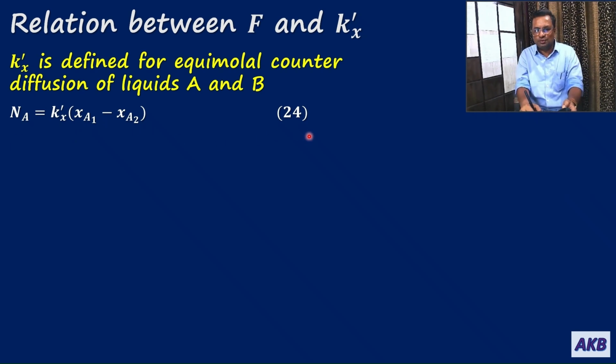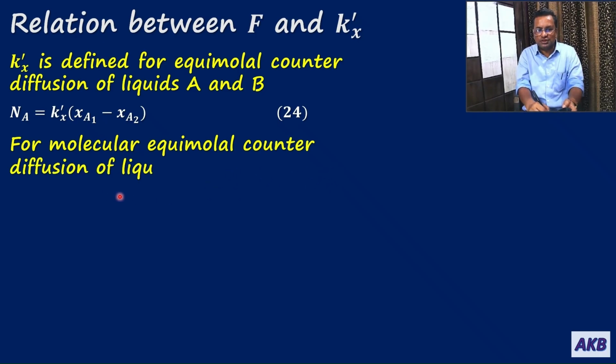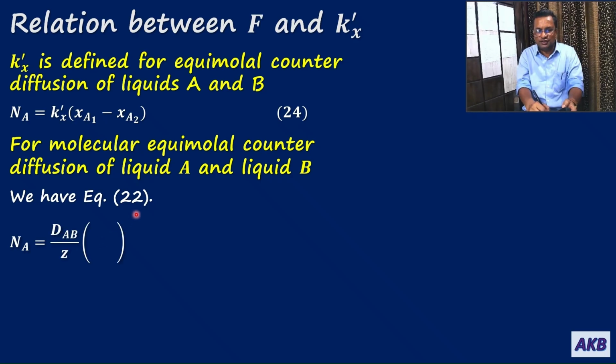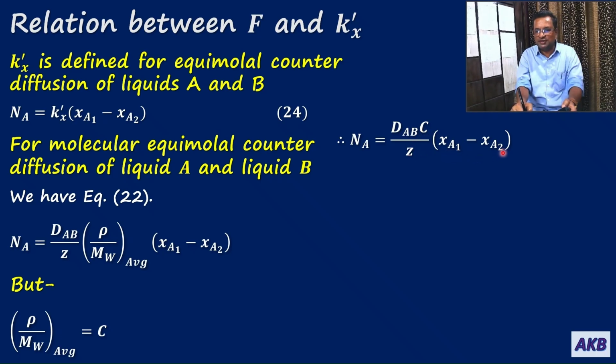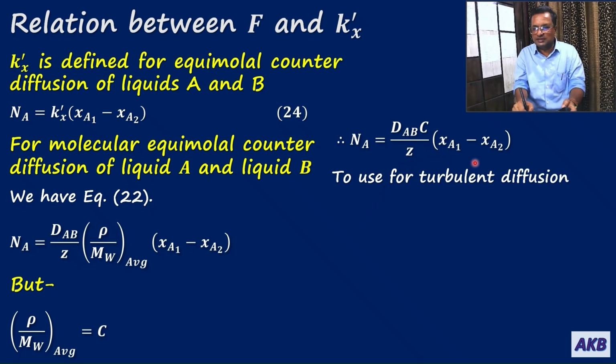Let this be equation 24. For molecular equimolar counter diffusion of liquid A and liquid B, we have equation 22, which is N_A equal to D_AB upon Z into rho upon MW average into (X_A1 minus X_A2). But in this equation, rho upon MW average is nothing but the total molar concentration. So therefore N_A will be equal to D_AB C upon Z into (X_A1 minus X_A2). And now we have X_A1 and X_A2.